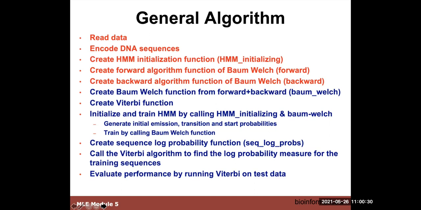Just like with all the other programs, we're going to read our data. We're going to do some encoding. It's not one-hot encoding, but we are encoding the sequence data. We're going to initialize our HMM. We're going to write our forward algorithm for the Baum-Welch, and the backward algorithm for Baum-Welch. Forward-backward is another name for Baum-Welch. Then we're going to combine the two to create the Baum-Welch function. Then we're going to write the Viterbi function, the dynamic programming function that I talked about. Then we're going to initialize and train the hidden Markov model by calling the two functions, HMM initializing and Baum-Welch.